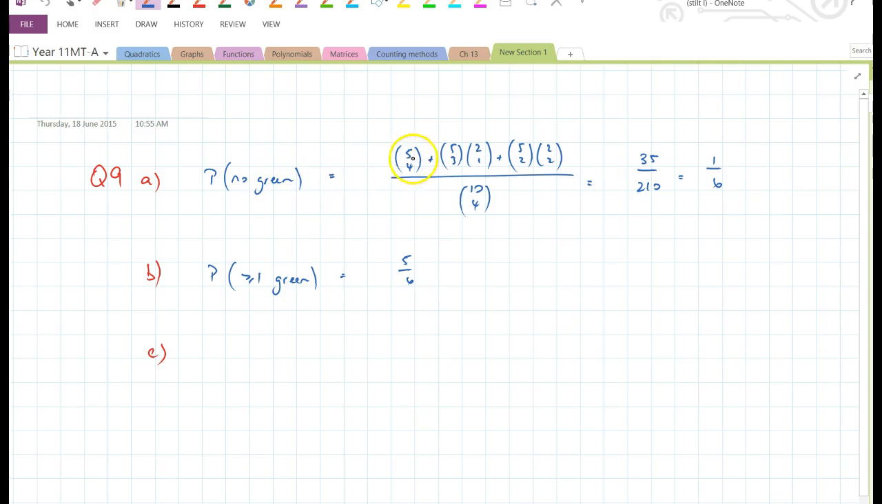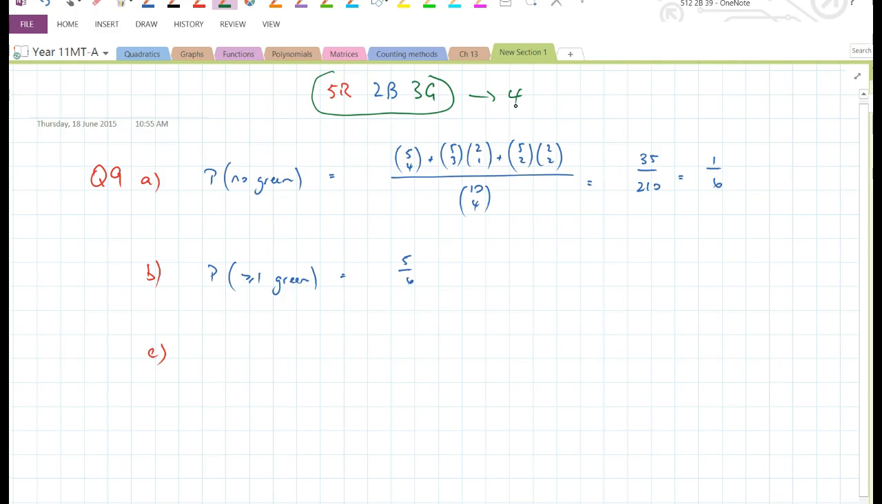Probability of no green. We have a situation here where we've got 5 red, 2 blue, and I think 3 green pieces of bubble gum, right? I'll color code these. And we're choosing 4 from that lot.